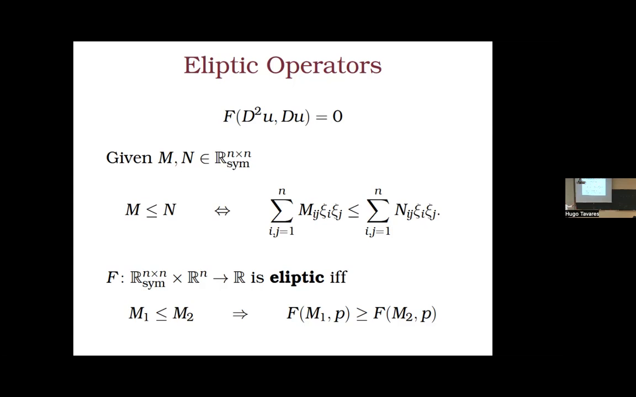So two matrices are ordered if and only if their quadratic forms as functions are ordered, okay? And I'm going to say that the operator F here is elliptic if it's monotone in the Hessian. Notice that the monotonicity goes in the opposite direction: if M1 is less than M2, then F evaluated at M1 is bigger or equal than F evaluated at M2. So, for example, what I call elliptic would be minus the Laplacian.